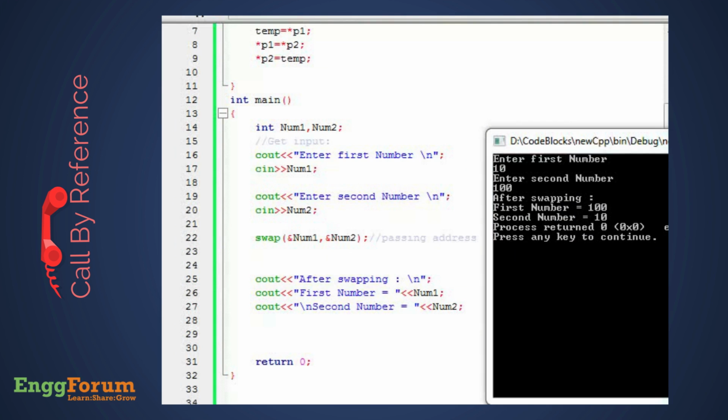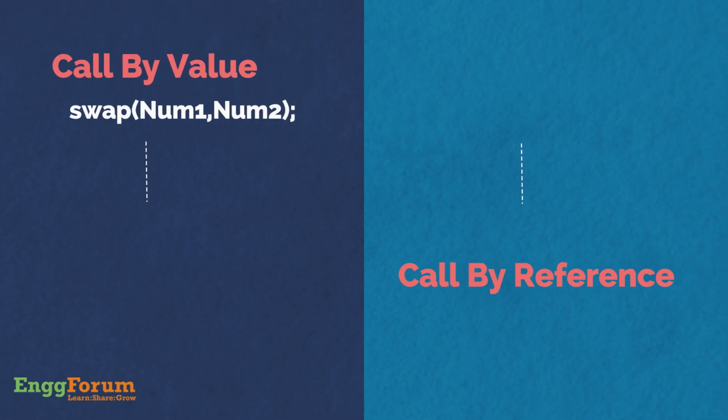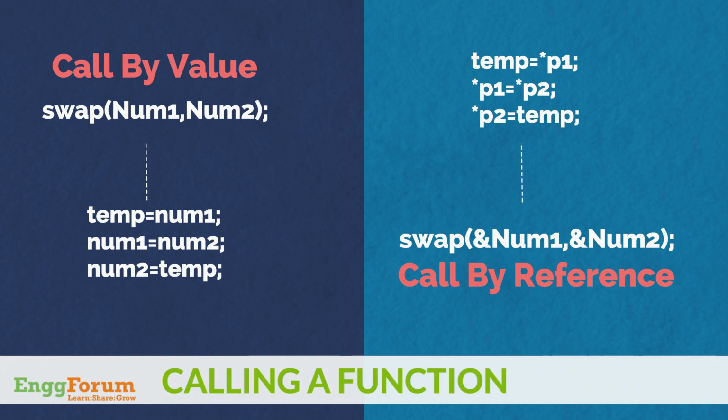Thus we have implemented functions in two example programs. If you have noticed, in our first example, we passed values to the function. And in the second example, we passed the address of two numbers. The first method is called call by value. And the second method of calling a function is referred to as call by reference.